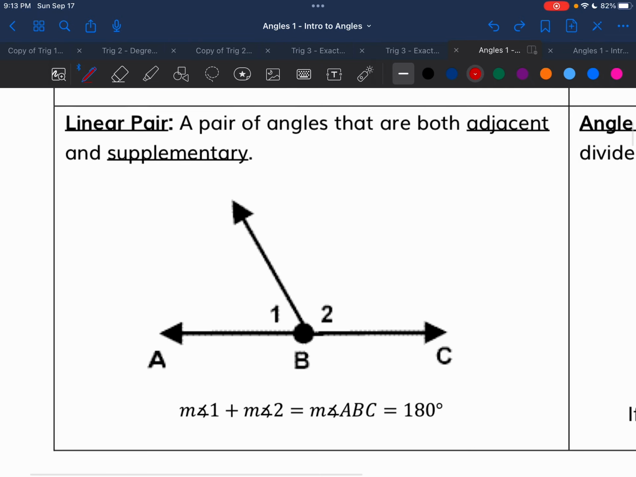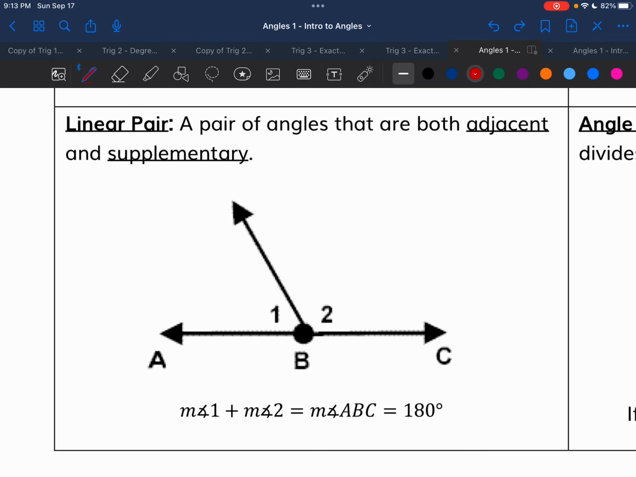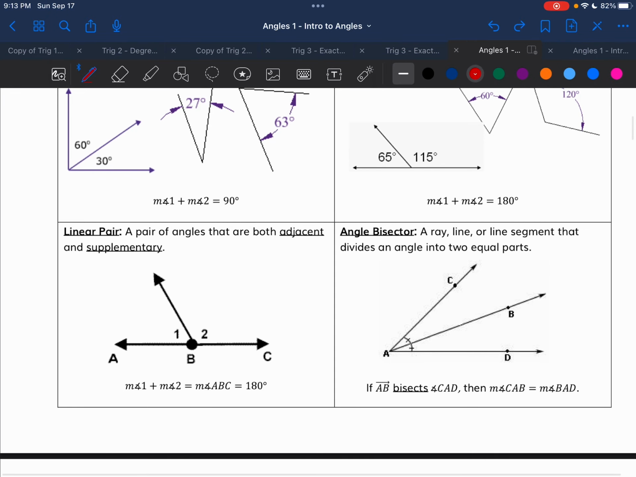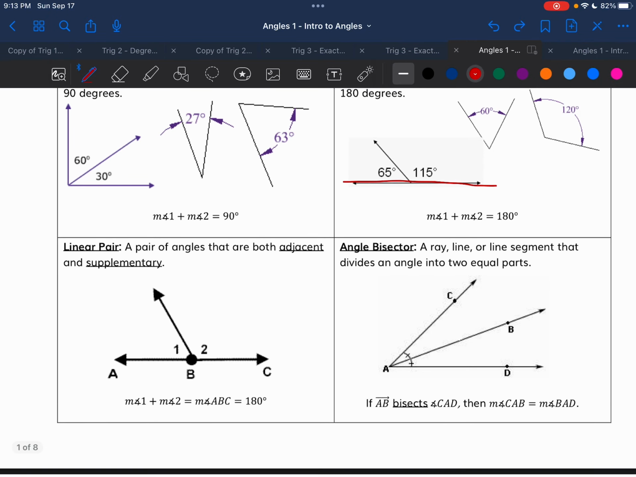Down here, linear pair. This is actually one of the most important concepts that we'll have, because again, I remember saying in our last class that when you have 180 degrees, that's one of the most important numbers that we're going to deal with this year. Here is the major use of it. That 65 and that 115 up in this box, they're going to be very important for that same idea.